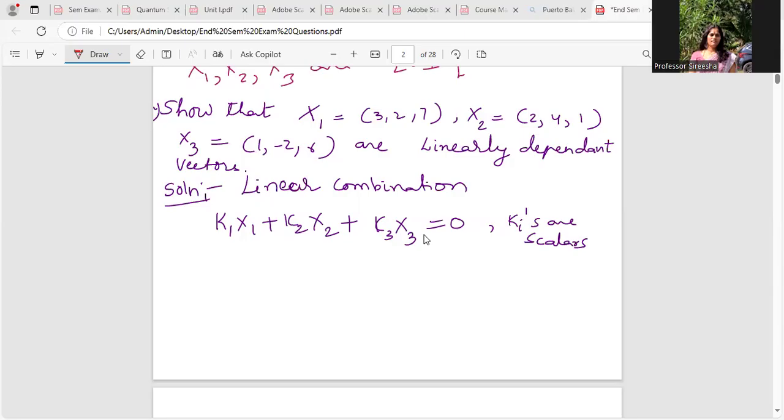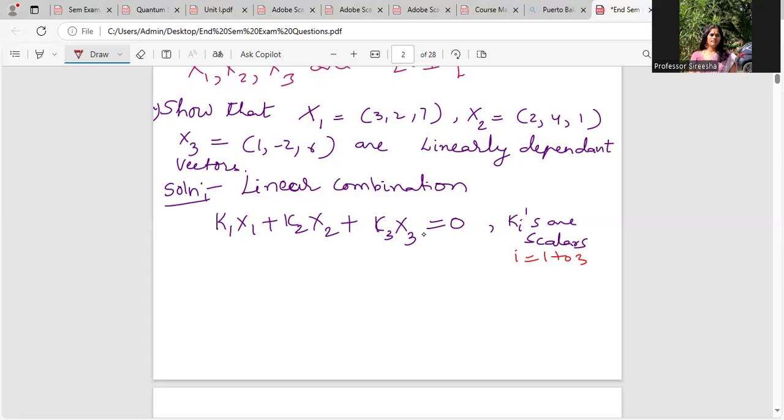Since x1, x2, x3 are vectors, I should clearly mention what the ki's are, for i equal to 1 to 3. The ki's would be scalars in vector terminology. Basically, when this linear combination is equated to 0, depending on the values of ki's, I'll be concluding dependence or independence, about which I have discussed in the previous video. You can just please check.